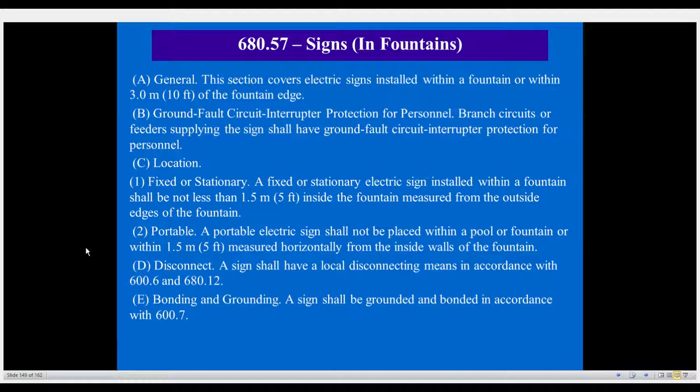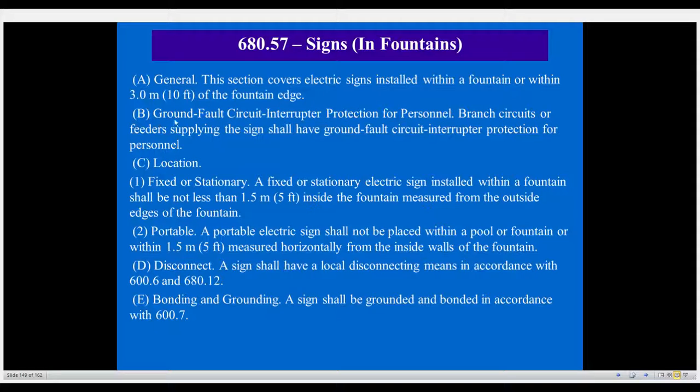All right, what about signs and fountains? So now we're kicking in, we're not just talking about luminaires in there now, we're moving into signs that are in the fountain. So the general rule here is this section covers electric signs that are actually installed within a fountain or within 10 feet of the fountain's edge. Okay, so it's either in the fountain or it's also within 10 feet of the fountain's edge.